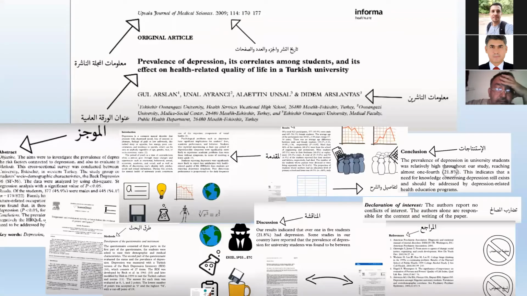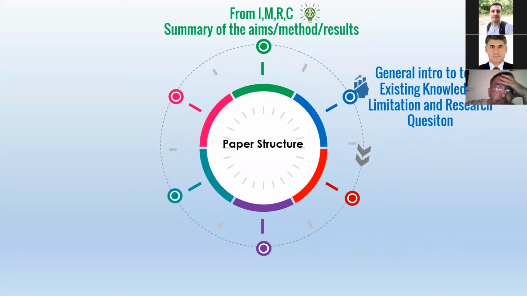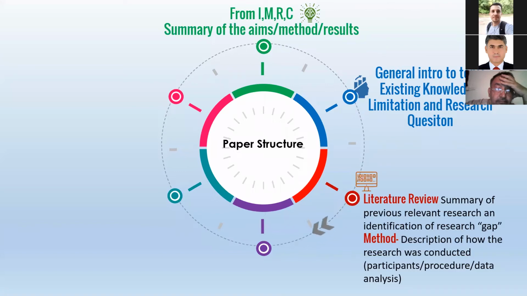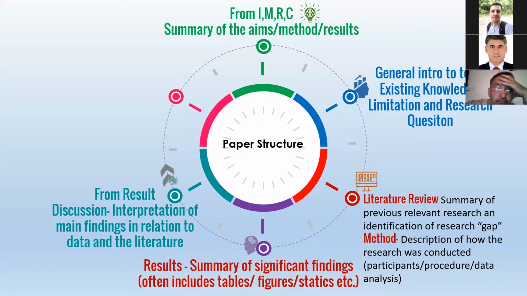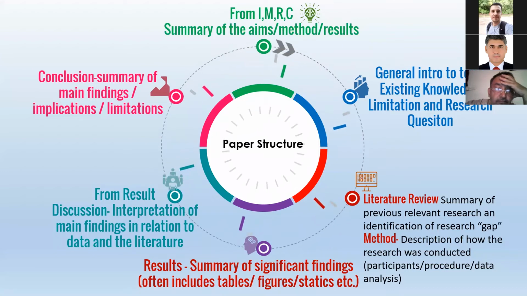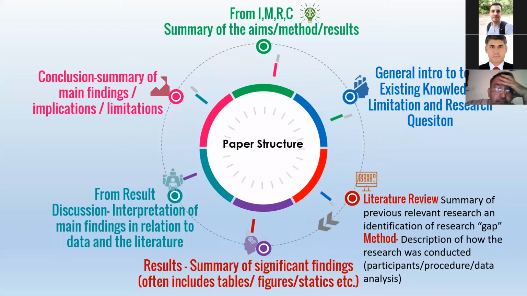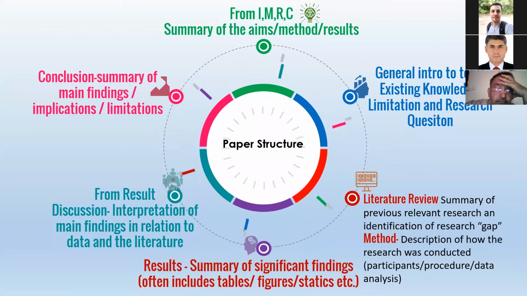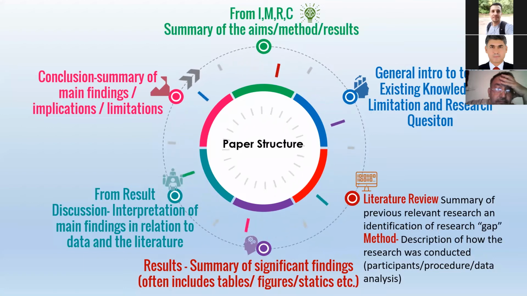After, we have the introduction. So what does the introduction become? Generally, it introduces the topic of our article. Inside the introduction, there is the existing knowledge, there is a limitation, and there is a research question. Every introduction must contain this. And after the introduction, we have the literature review. The literature review is a summary of previous relevant research and identification of the research gap.